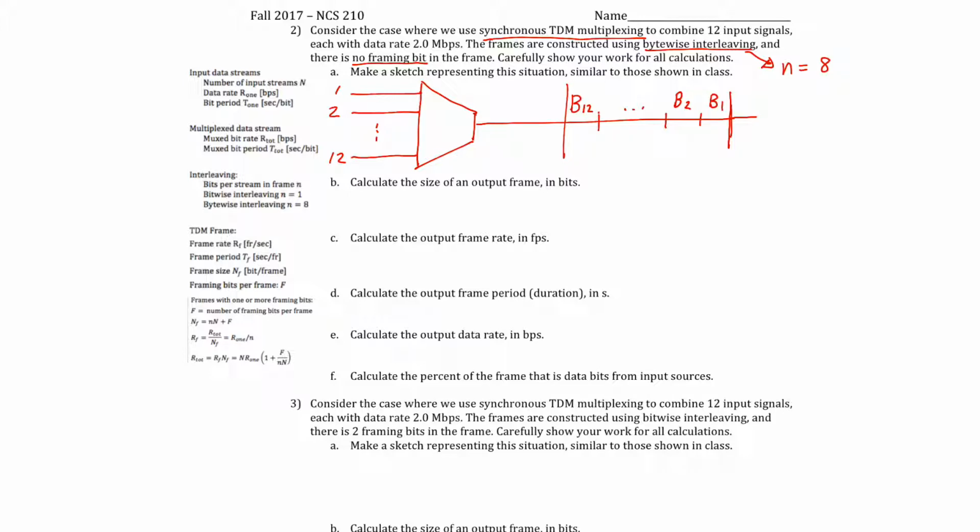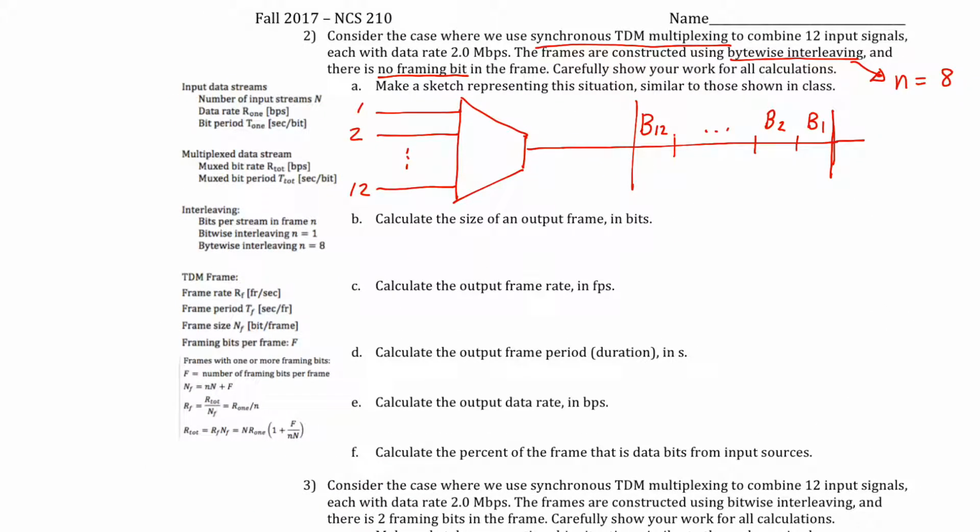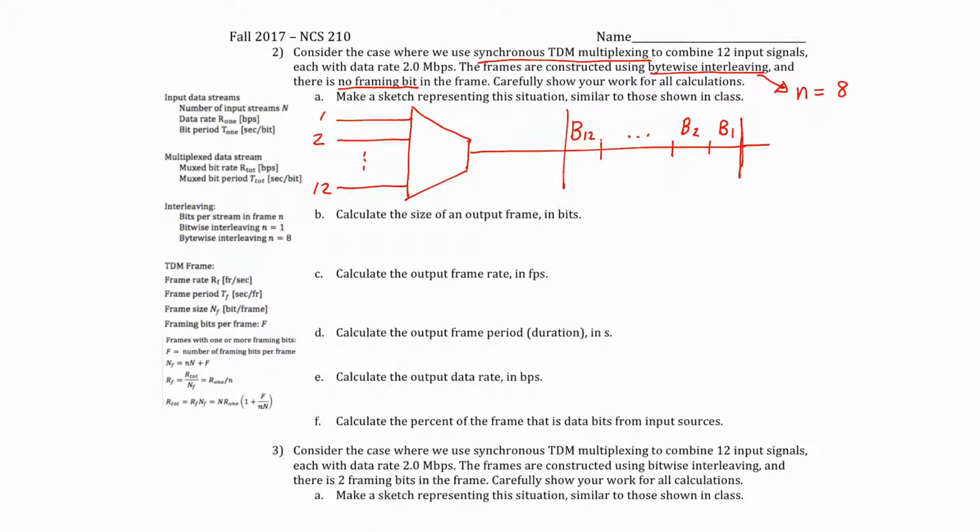Little n is the number of bits per stream in the frame. And when we do byte-wise interleaving, we're going to set little n equal to 8 because in one frame we're going to take 8 bits from each source. Okay, so little n is 8 here. Big N is the number of input streams, and so big N is 12 in this case because we have 12 input signals.